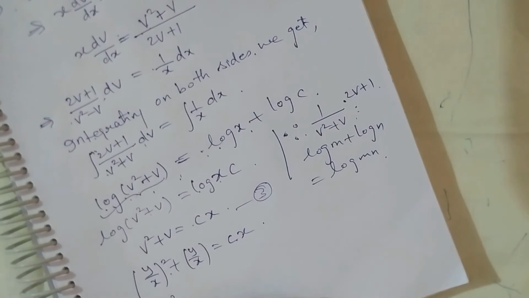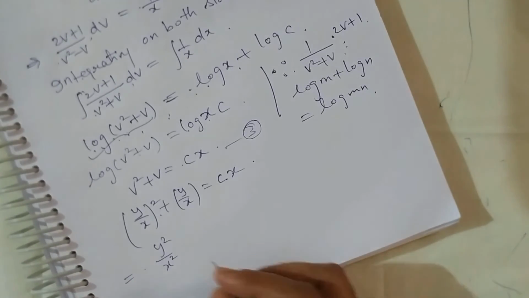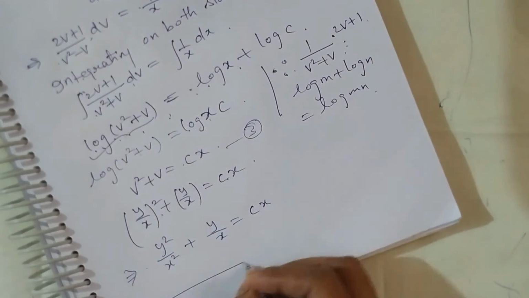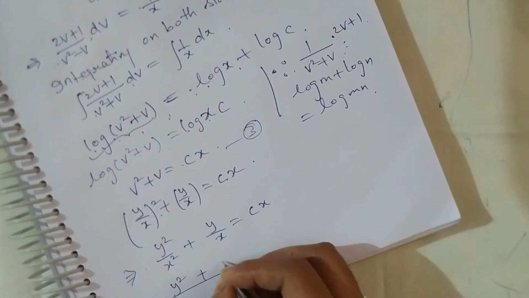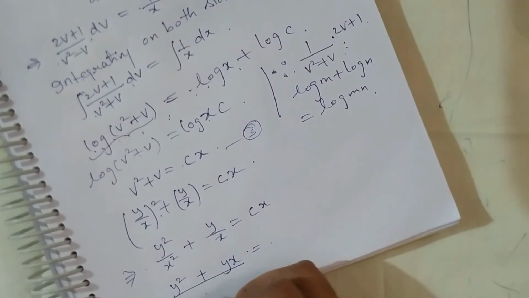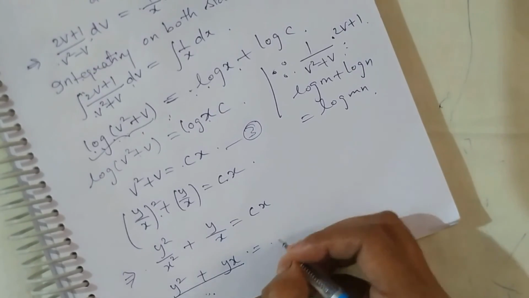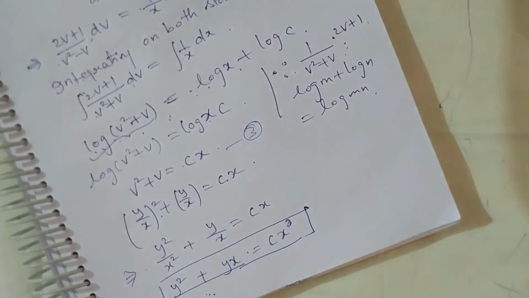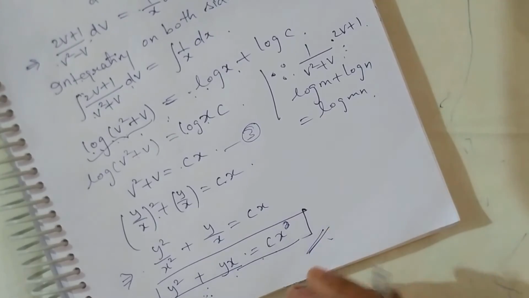Taking LCM, y square upon x square plus y by x is equals to cx. Taking LCM, we get here y square plus yx is equals to, when x square of here is multiplied by this x, we get cx cube. Therefore, the final answer is y square plus yx is equals to cx cube. Here the solution of homogeneous differential equation of first order.